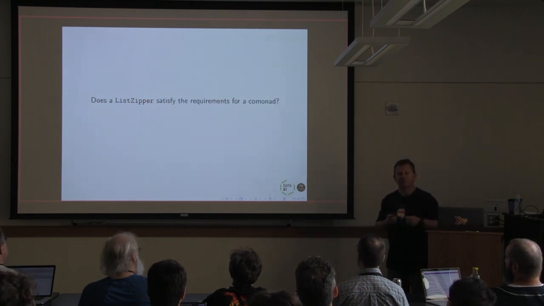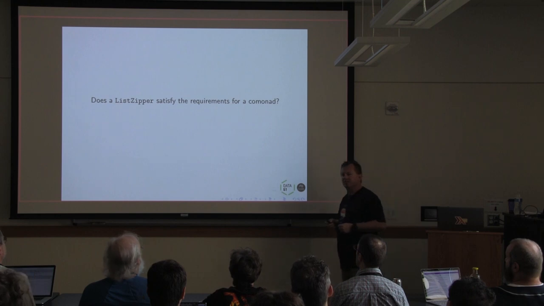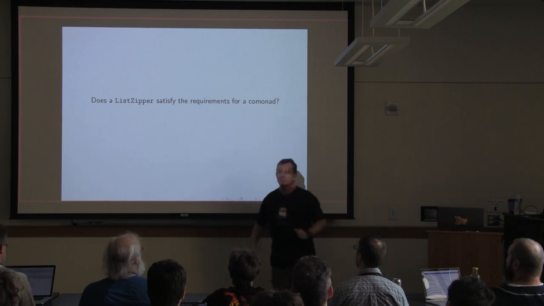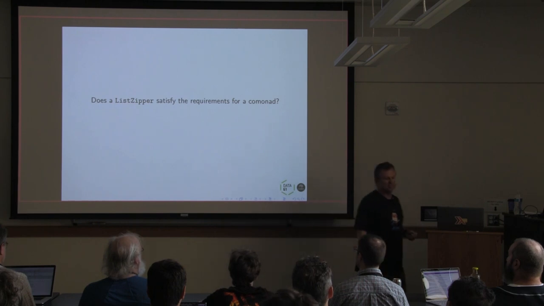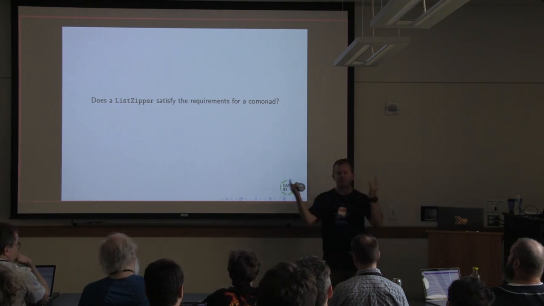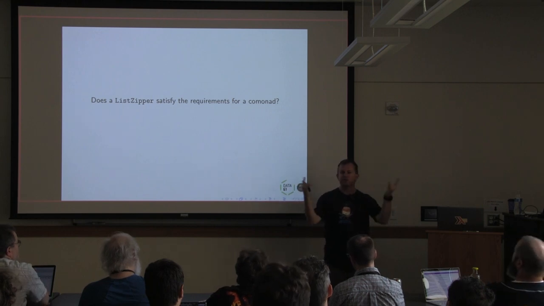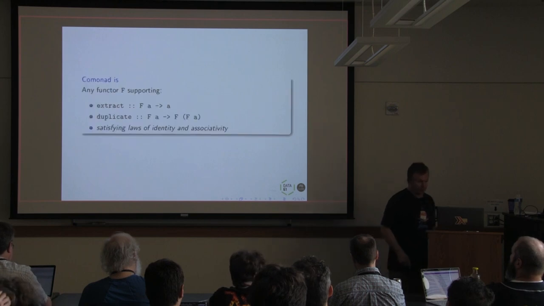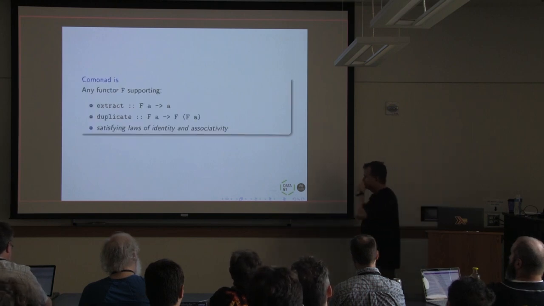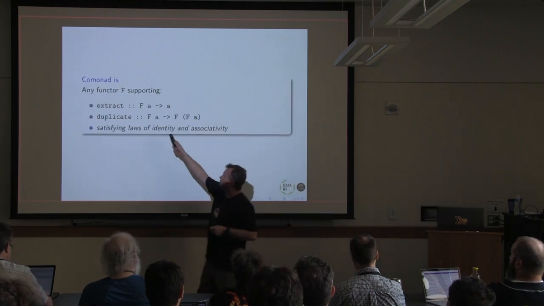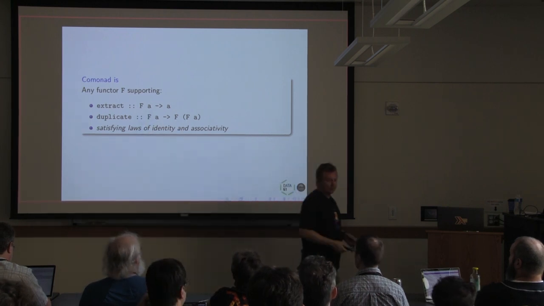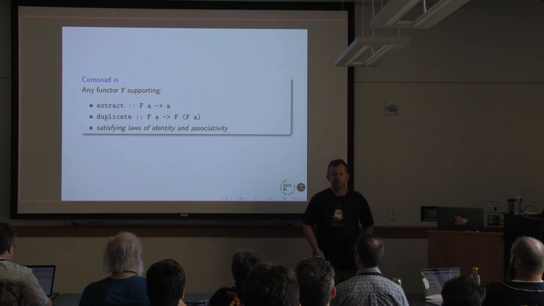Does a list zipper satisfy fmap? All right, can I write (a -> b) -> list zipper a -> list zipper b? Yeah. You remember what it is? It's a triple of two lists, my lefts and rights and the thing I'm standing on. You fmap on these two, and you just call the function on my focus. That's fmap. What about extract? Can I write a function of type list zipper of A to A? Yeah, it's the focus. It's the thing I'm standing on.